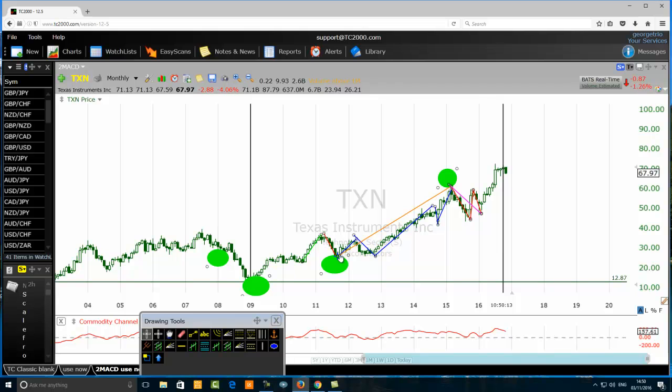Third wave subdivided into 5 minor waves all the way up here. Fourth wave subdivided into 3, 1, 2, 3. Is that correct? Feel free to disagree with my wave count. And now this is the fifth Elliott wave.